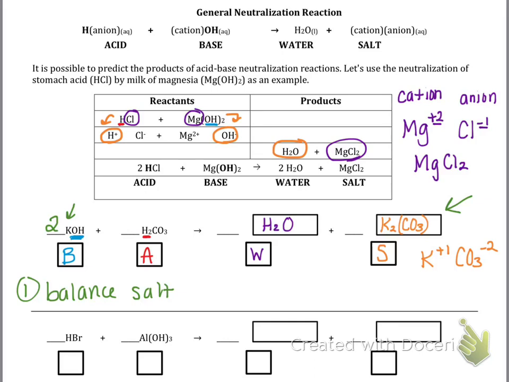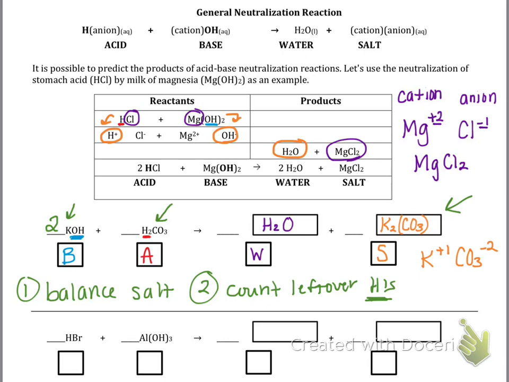And then you're looking at carbonate, CO3. I have 1 carbonate here. I have 1 carbonate over here, so I'm good. Okay, after that, the second step is you are going to count all your leftover H's. Okay, these are your hydrogens.